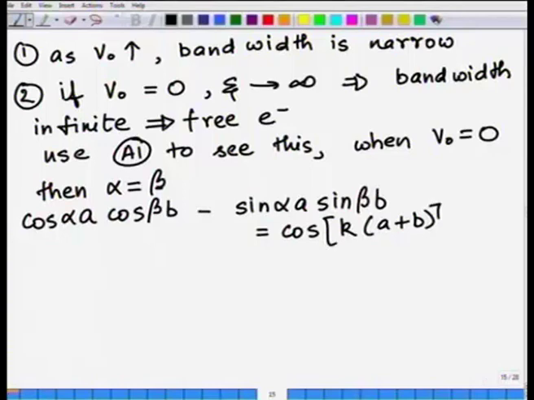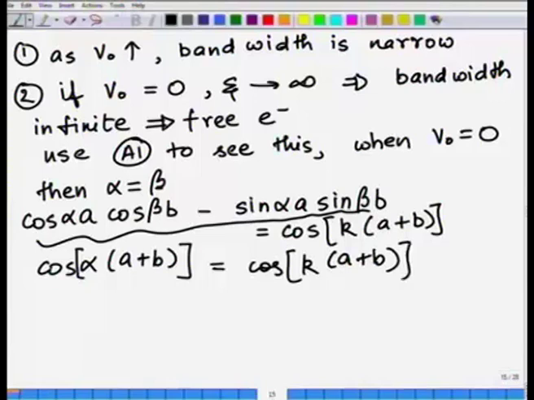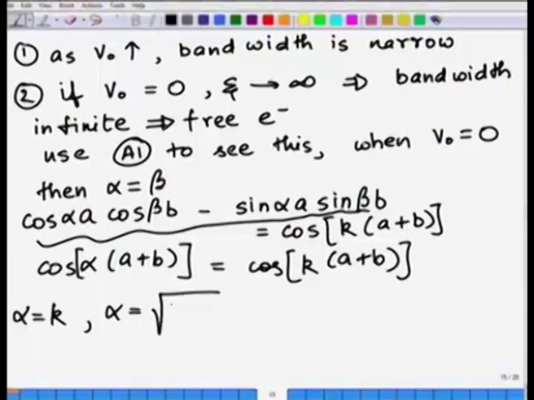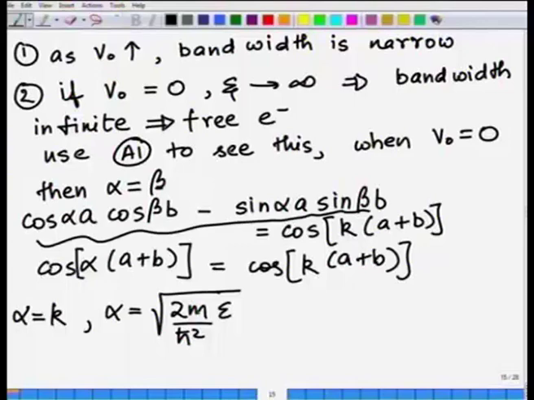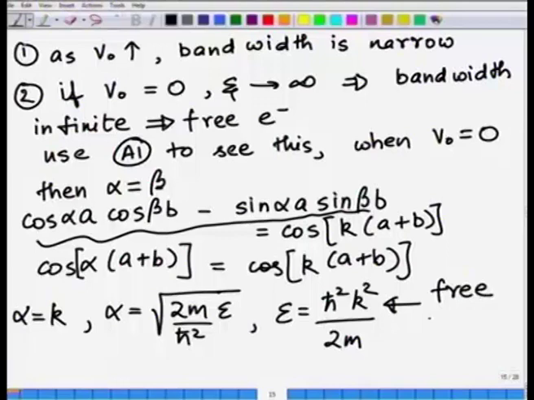That means, if I look at this, then this quantity is cos of what? Cos of alpha A plus B, which equals cos of k A plus B. What does that mean? That means alpha is equal to k, and that means energy. The definition of alpha is, remember, 2m by h bar square energy. Since alpha is equal to k, I can now write energy is equal to h bar square by 2m k square, which is what the free electron case was. So we can clearly show mathematically, and graphically you can see also.